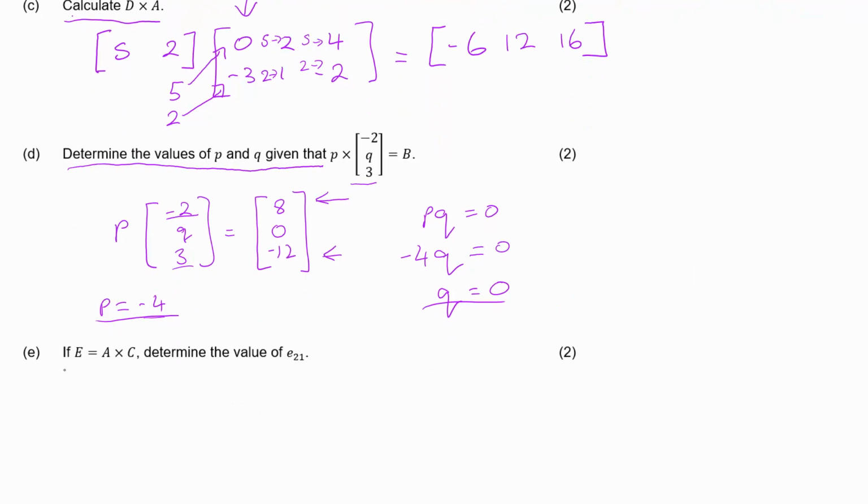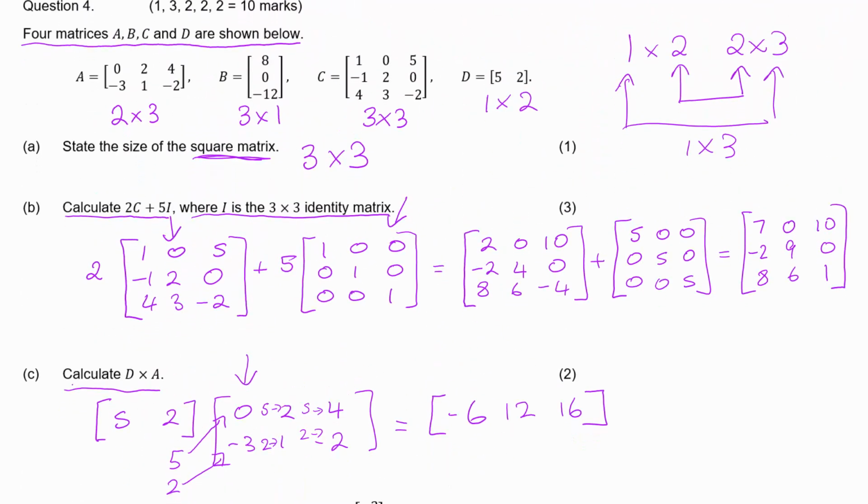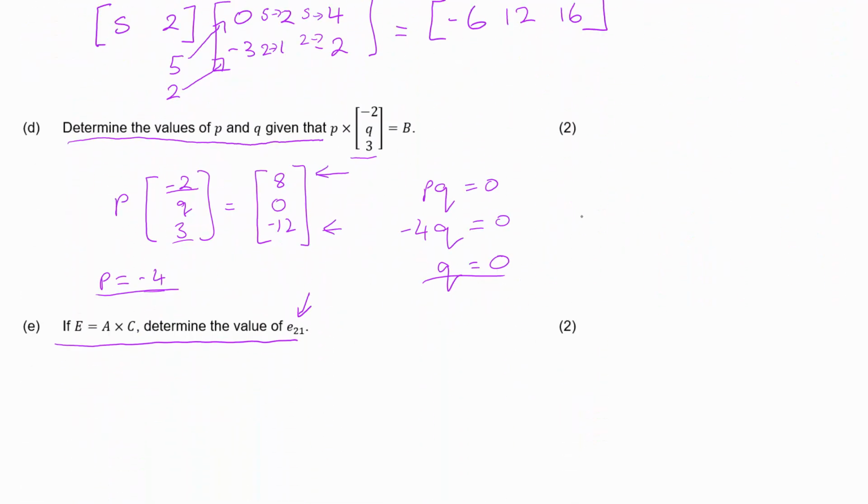So finally, if E is equal to A times C, determine the value of E21. So let's just think about A and C again. So A is 2 times 3, and C was our square matrix. So 3 times 3, middle numbers are the same. Product matrix would be 2 times 3.